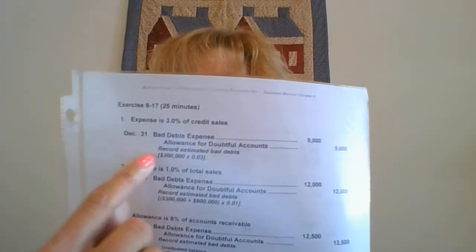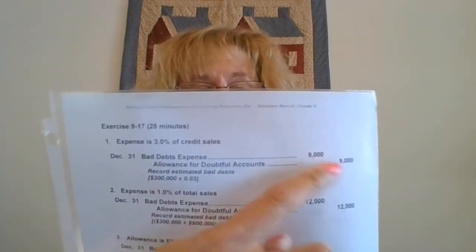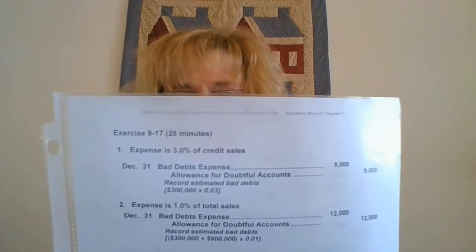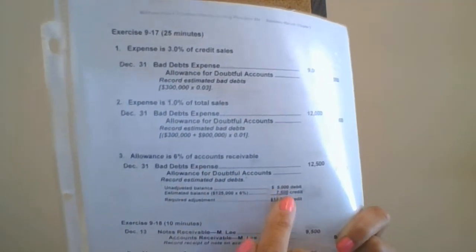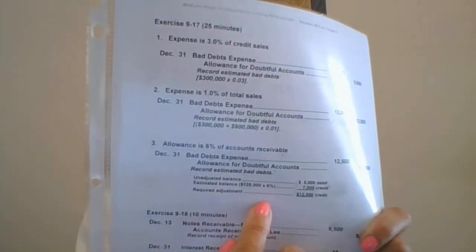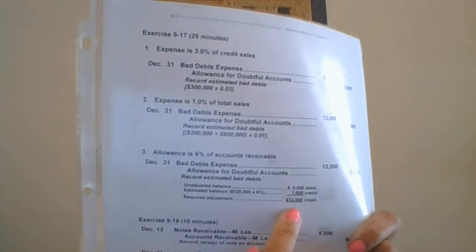So in exercise 917, credit sales, it's expected that 3% will become bad debt. And so you take the 300,000 times 0.03, and that gives you 9,000 bad debts expense, allowance for doubtful accounts. For the accounts receivable here, the accounts receivables were estimated to be 125,000. 6% will become uncollected, or estimating that at 7,500. And there was a debit balance in this account, so we have to add the two together. So that means that your required entry is going to be 12,500.